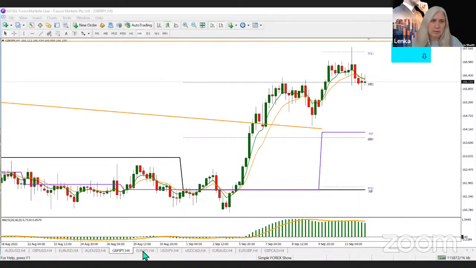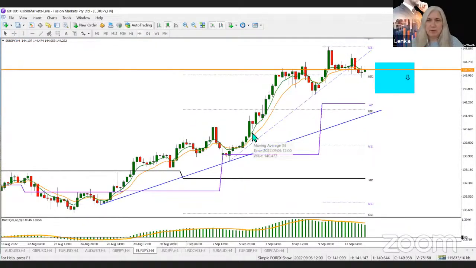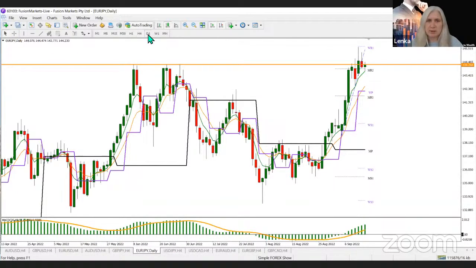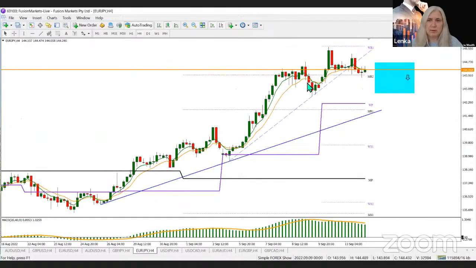Next currency pair I'm looking at is EURJPY. And EURJPY, I'm looking at short on this as well. Again, here we've had a level of resistance a couple of times, 1, 2, 3, and we're at that point again now. So far, we had a false break on the daily. So looking to see what happens on the 4-hourly.